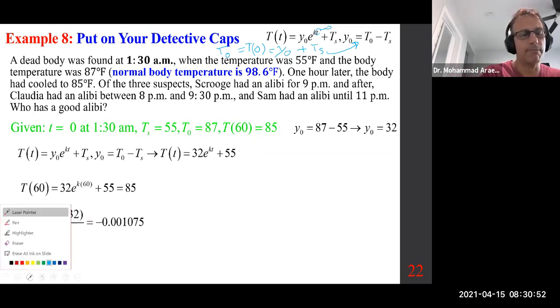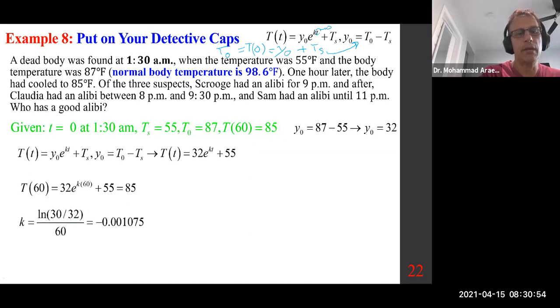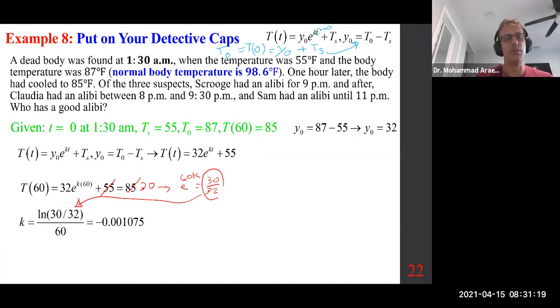You can drop this and change this to 30. Then let's just write e to the power of 60k is 30 over 32. Again, I don't want to even simplify. There's a reason I left it as that on purpose, so I can see where the numbers come from. Needless to say, we can divide by 2.